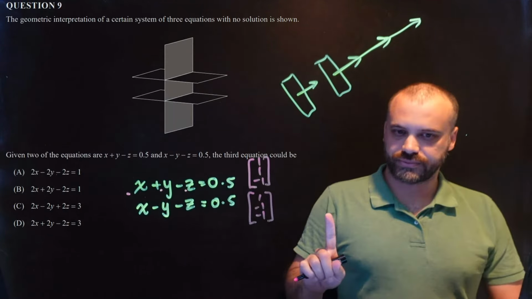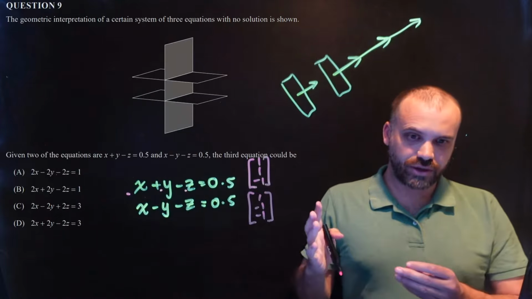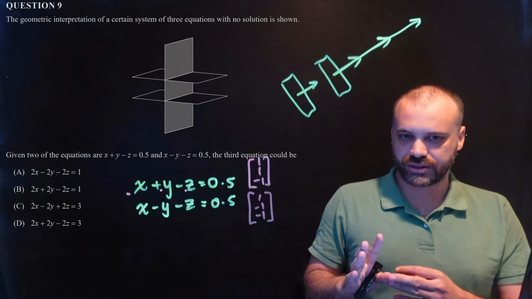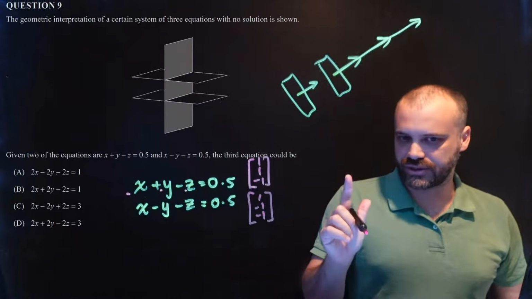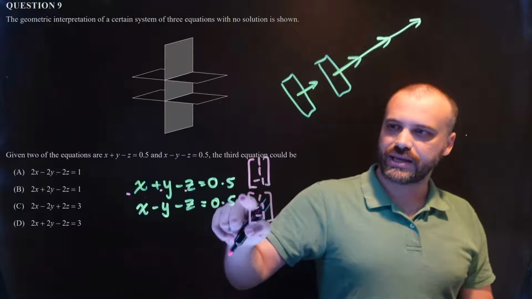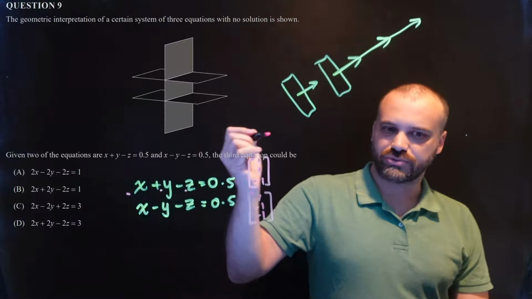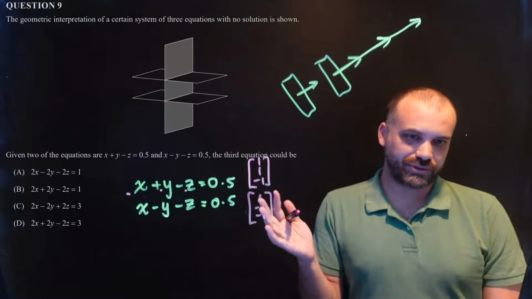Okay, now, these are not parallel to each other. How do I know that they're not parallel to each other? Because there is nothing that I could multiply one of them by to make it equal to this one. All right, let me just write that in mathematical notation.